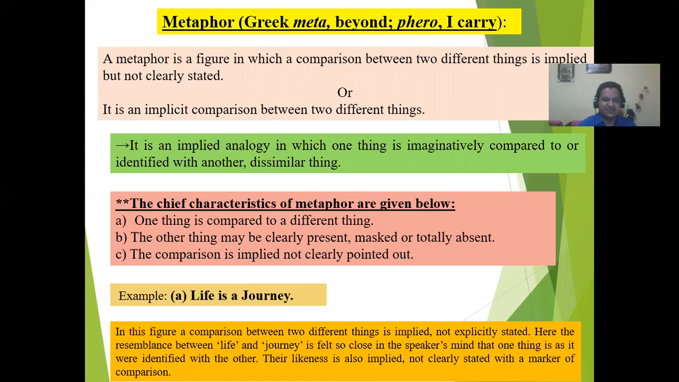So there is a comparison between life and journey. There is some resemblance, of course, between our life and a journey taken by a person. In our life, we have different types of experiences. We have ups and downs. The journey we take is not smooth all the time. So there is a resemblance, a similarity, between life and journey. Life is like a journey.